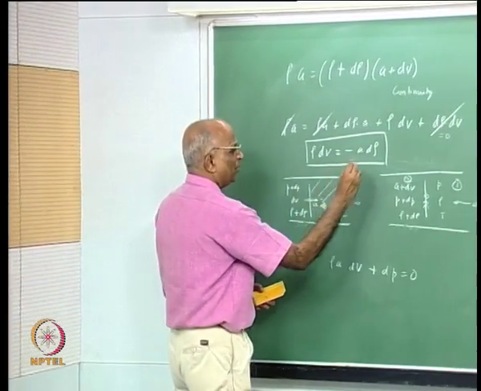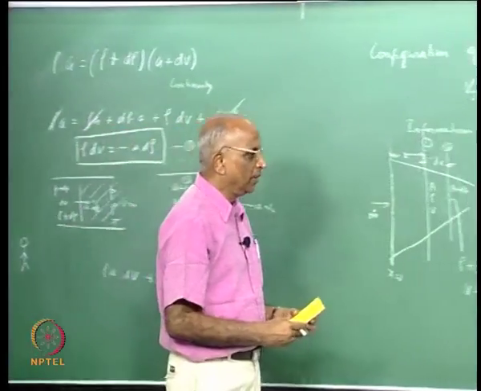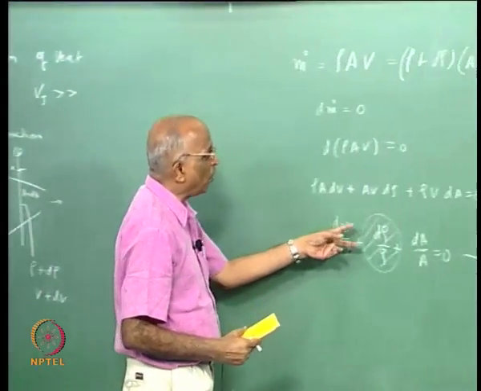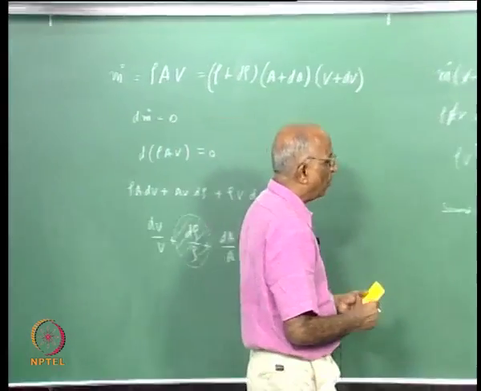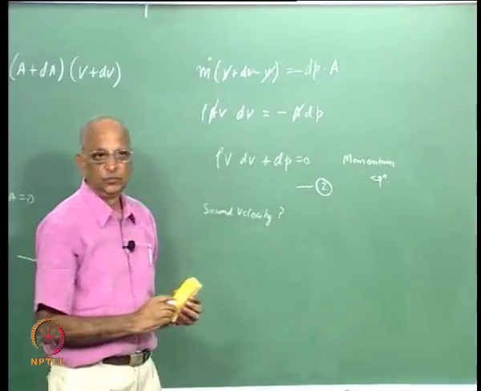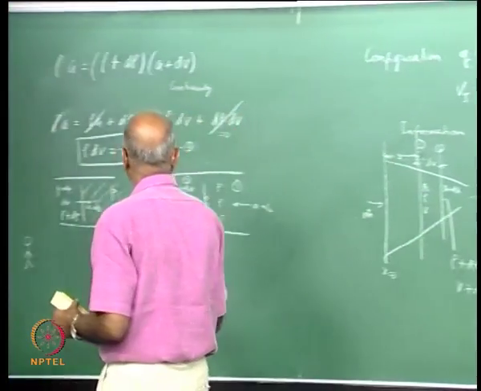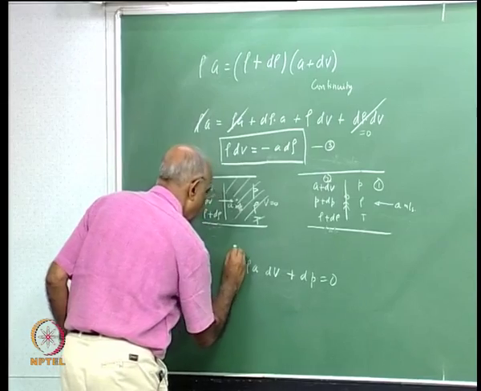Now I look at this equation which I call equation 3, because I have already derived the continuity equation, which was 1, and the momentum equation, let us call it equation 2. Now I look at the momentum equation, which I call 3 over here.